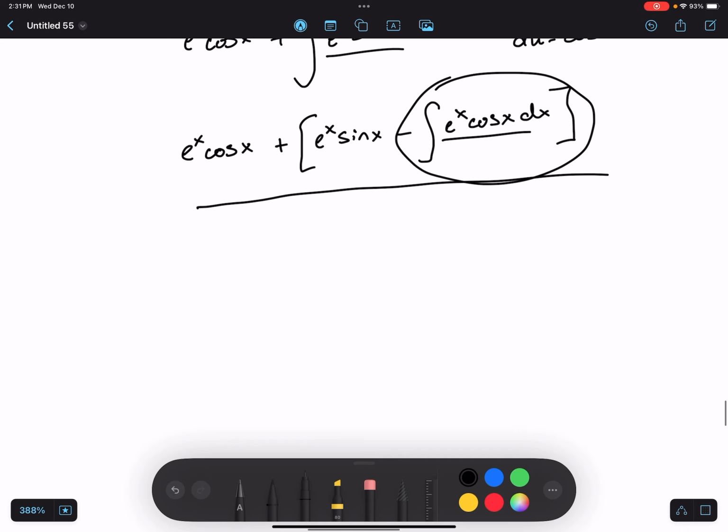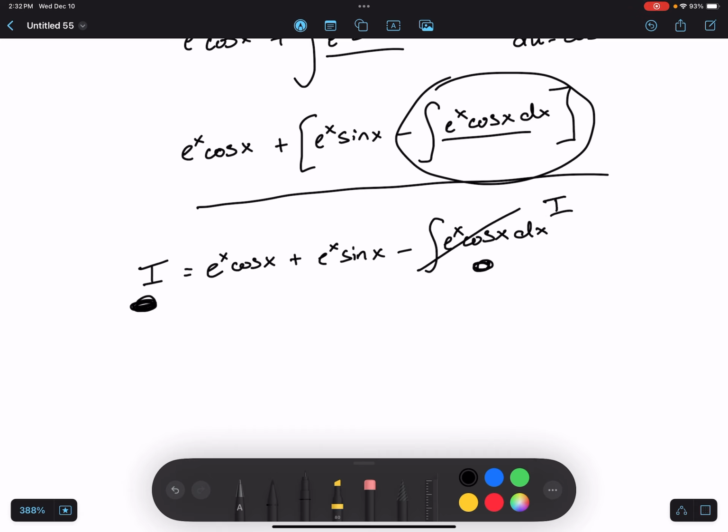And so what that allows us to do is to set our original integral, I, equal to everything. So we have e to the x cosine x plus e to the x sine x minus the integral of e to the x cosine x dx. And because our original integral is I, and our original integral appears here, we can also cross this out and replace it for I. And since we're subtracting it on this side, what we can do now is add it on this side, and also add it on this side.